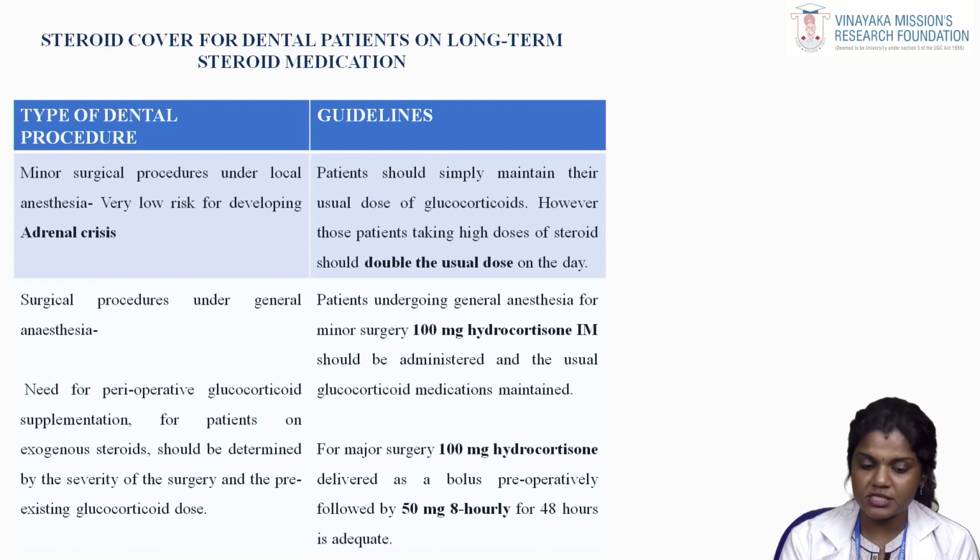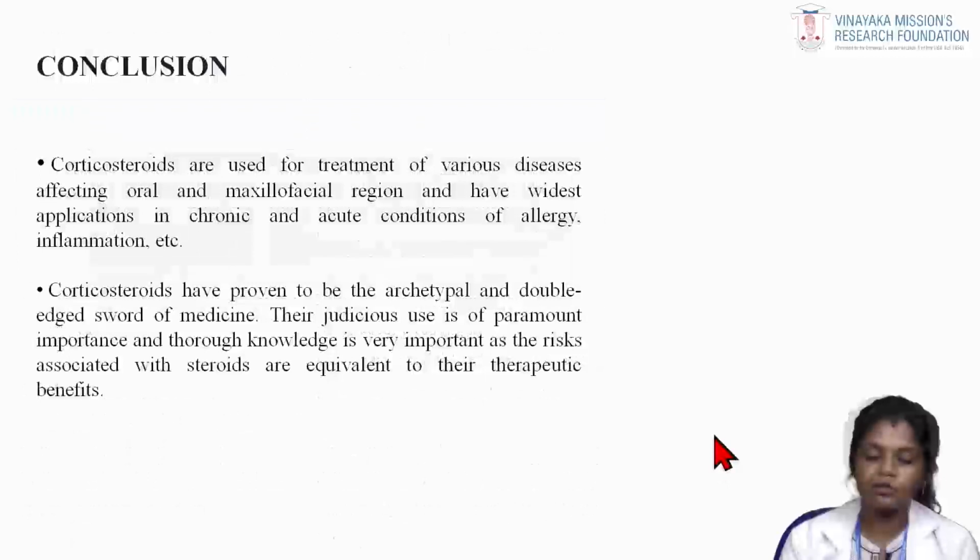And in case of surgical procedures under general anesthesia, there is a need for perioperative glucocorticoid supplementation for patients on exogenous steroids, that is, on long-term steroid therapy, which should be determined by the severity of the surgery and the pre-existing glucocorticoid dose. So for patients undergoing general anesthesia for minor surgery, 100 mg hydrocortisone intramuscularly should be administered and the usual glucocorticoid medications are maintained. For major surgery, 100 mg hydrocortisone is delivered as a bolus preoperatively, followed by 50 mg of hydrocortisone 8-hourly for 48 hours, which is adequate.